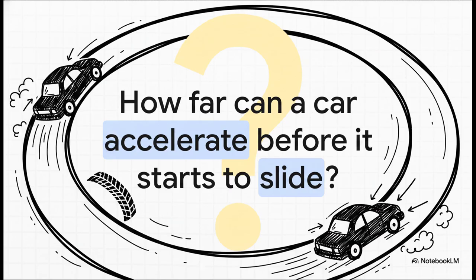Just picture it. A car, starting from a dead stop, enters a circular curve. The driver hits the gas, so it's speeding up while it's turning. The big question is, how far can it actually travel along that curve before the tires lose their grip and it starts to slide out? That's the puzzle we're going to solve together today.